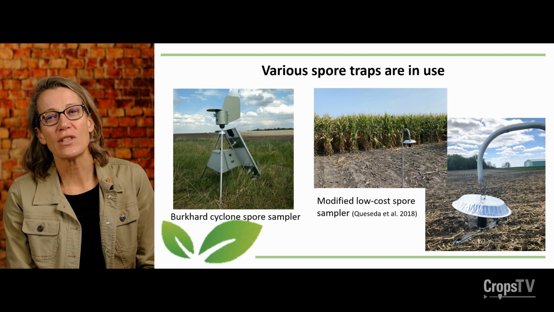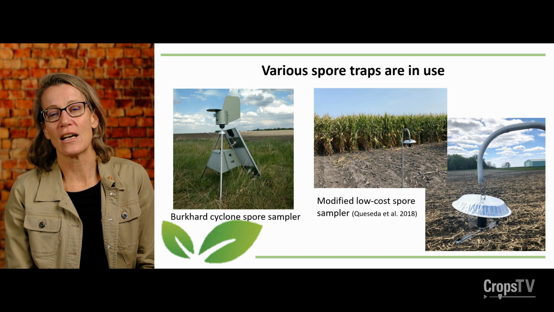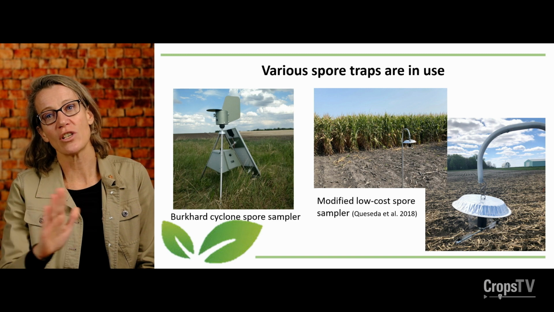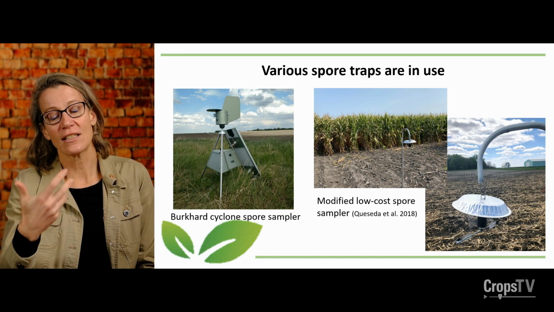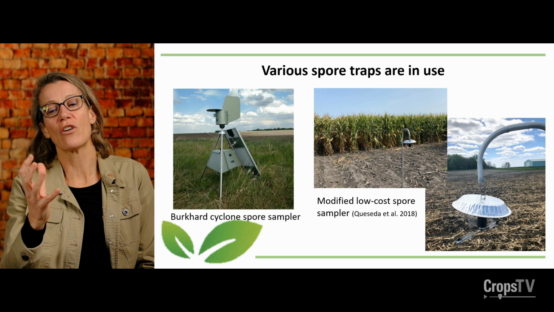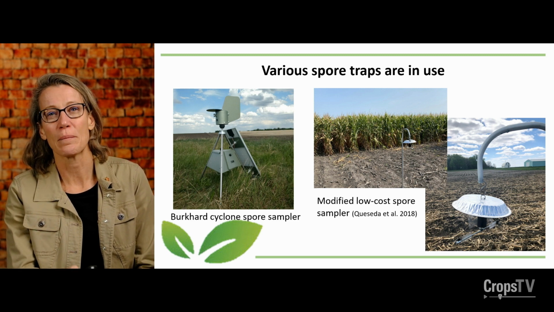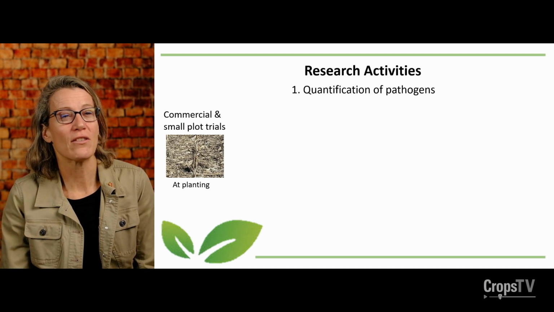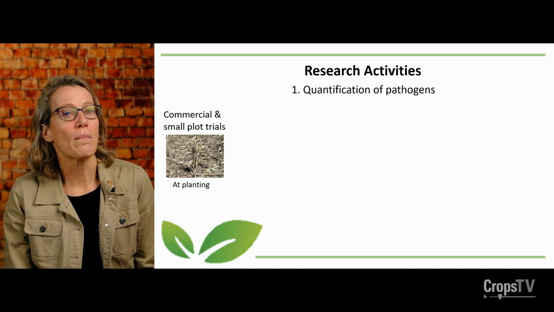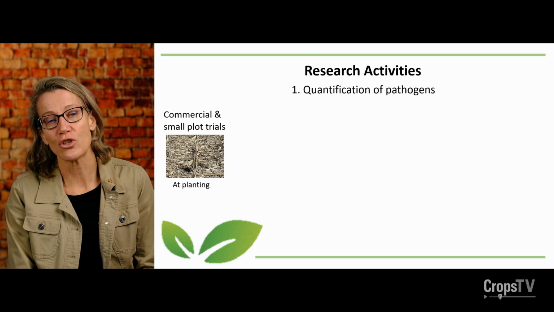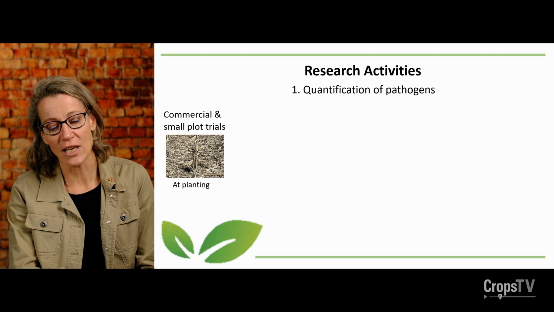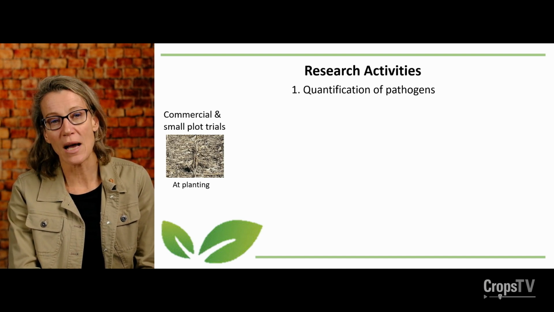And then we're also using this low-cost spore sampler, which is basically just a rod that spins in the air with microscope slides on it that are coated in Vaseline. As it spins through the air, any spores that are in the air get stuck to that Vaseline. So to quantify the pathogen, we collect residue from the small plot trials and also the commercial fields at planting. And that residue gets sent to the National Agricultural Genotyping Center, where they quantify the amount of pathogen in that residue.